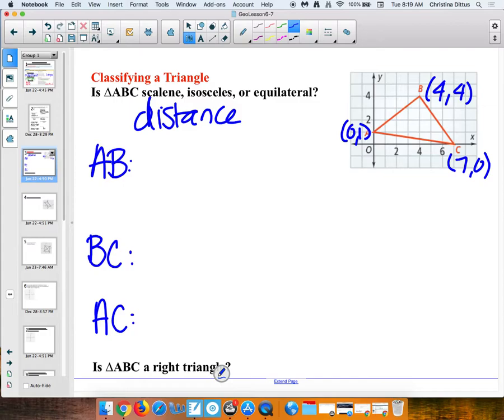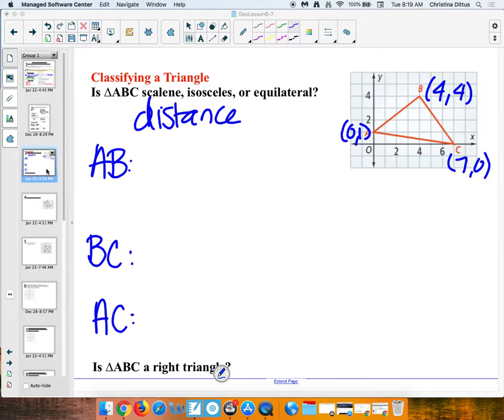Use x first, then square. 4 squared is 16, 3 squared is 9, 16 plus 9 is 25. The square root of 25 is 5.